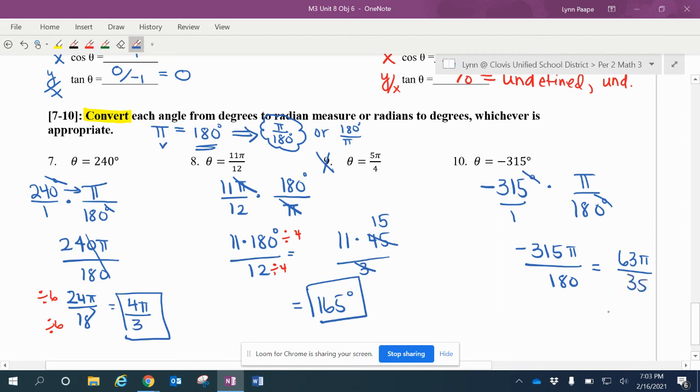35. Okay, that was a little slow. And then I can divide both by 7 as well. So that would be 9 pi over 5. And then again, feel free to use a calculator to help you with that arithmetic. And that is the end of that one.